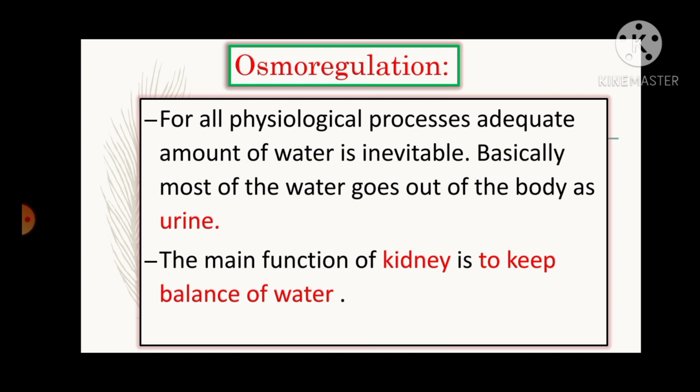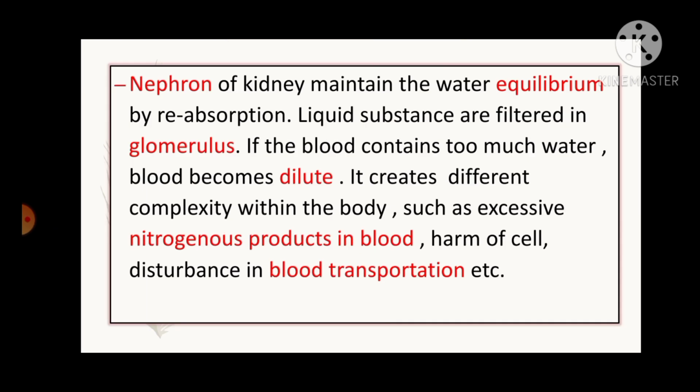Osmoregulation. This process is very important for the human body. For all physiological processes, an adequate amount of water is inevitable. Basically, most of the water goes out of the body as urine. The main function of kidney is to keep balance of water, and this process is called osmoregulation. Nephron of kidney maintains the water equilibrium by reabsorption.